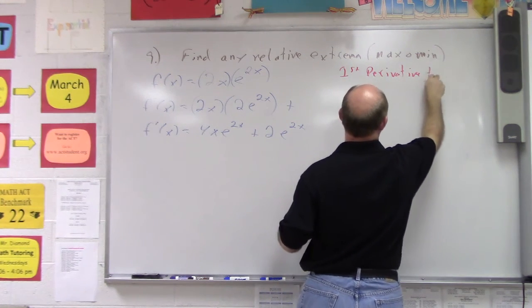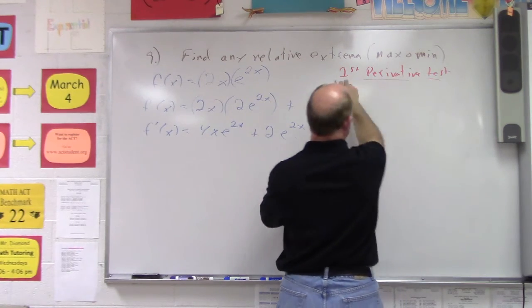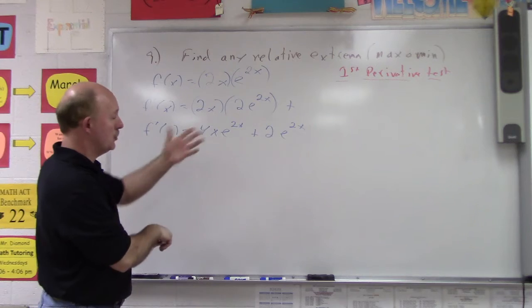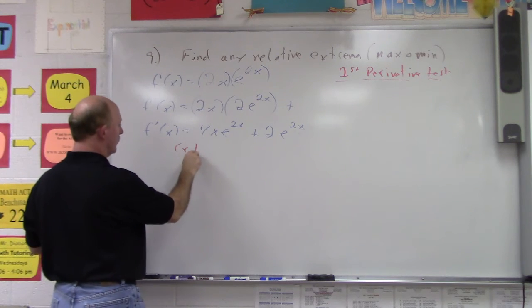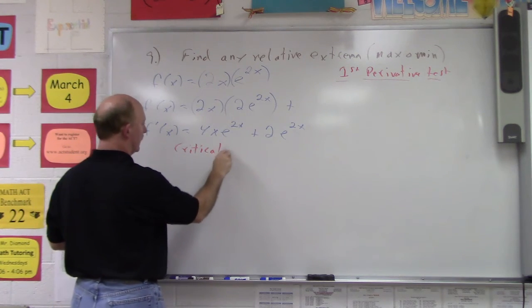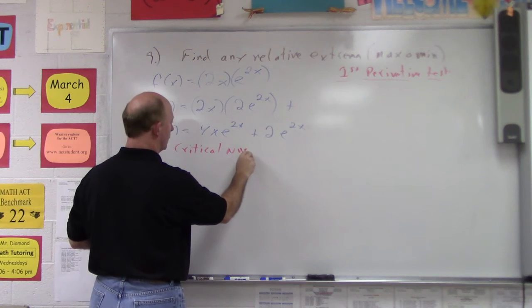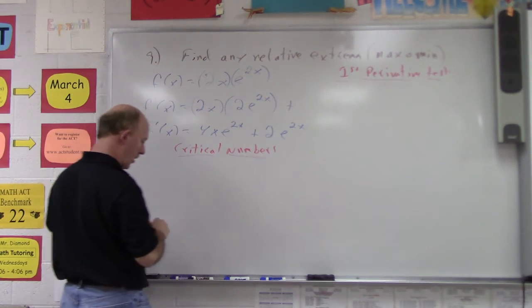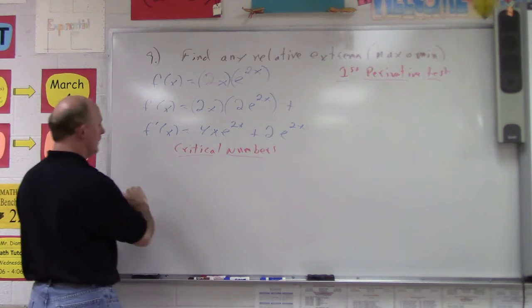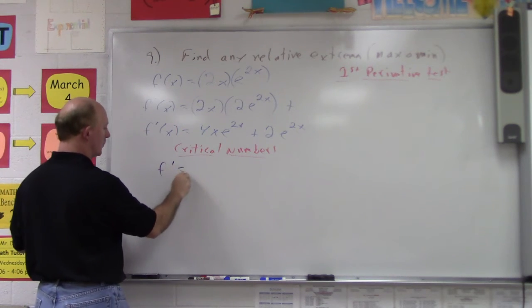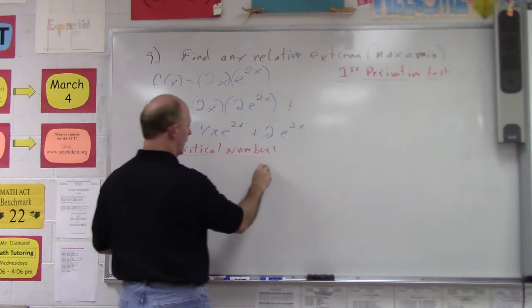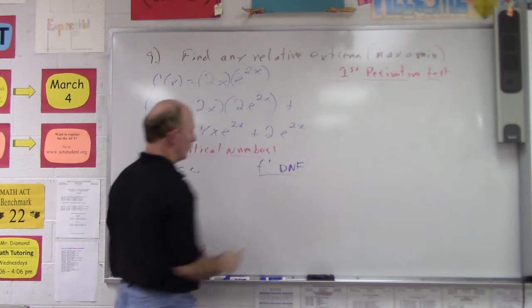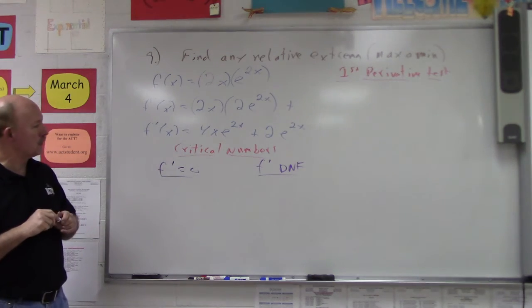So the first derivative test, to find our max or minimum points. To use the first derivative test, we have to find our critical numbers. Critical numbers are where the first derivative is equal to 0, and where the first derivative does not exist.